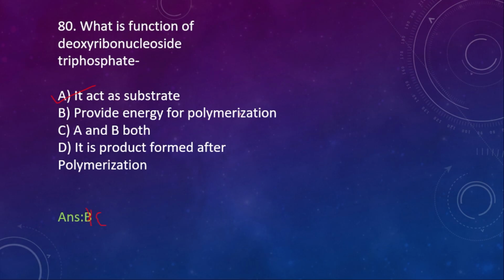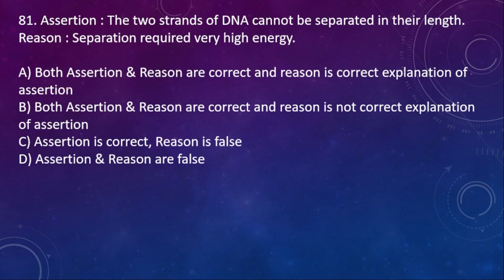What does deoxyribonucleotide triphosphate actually mean? dATP, dGTP. Here triphosphate is there, no? They provide energy and they act as a substrate also for the polymerization. So here the option C is correct. Please make a correction here. Sorry for the inconvenience.